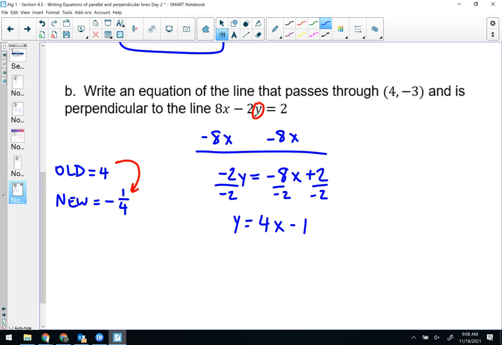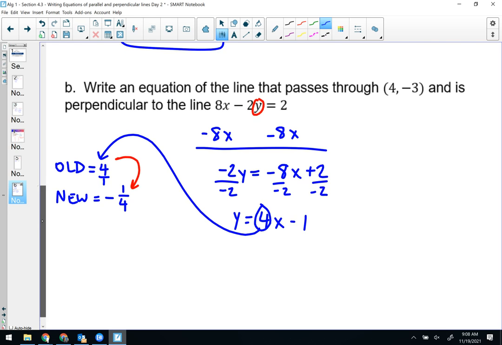Take a look here. This was 4 over 1, right? So it becomes 1 over 4. What's the point of doing the whole equation if we can just flip it? Because we needed to figure out what that was. We didn't have it yet. We needed to get y alone so that we could figure out what the old slope is, so then we could flip it to find the new.